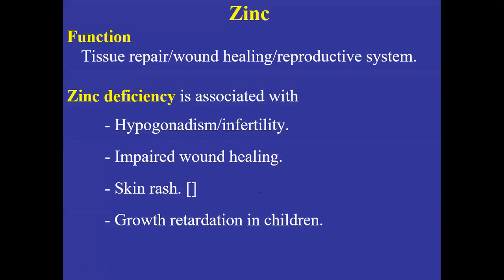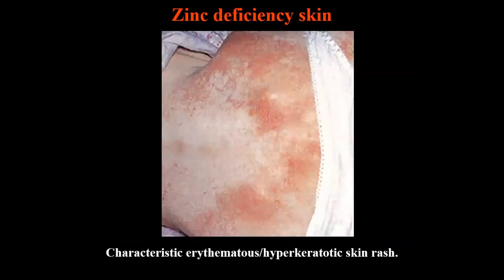Zinc involved in the tissue repair, wound healing, and reproductive system. Deficiency leading to hypogonadism, infertility, impaired wound healing, skin rash, and growth retardation in the children. This is the zinc deficiency causing characteristic erythematous hyperkeratotic skin rash. شكرا جزيلا. هذه هي محاضرة environmental pathology or environmental disorder.